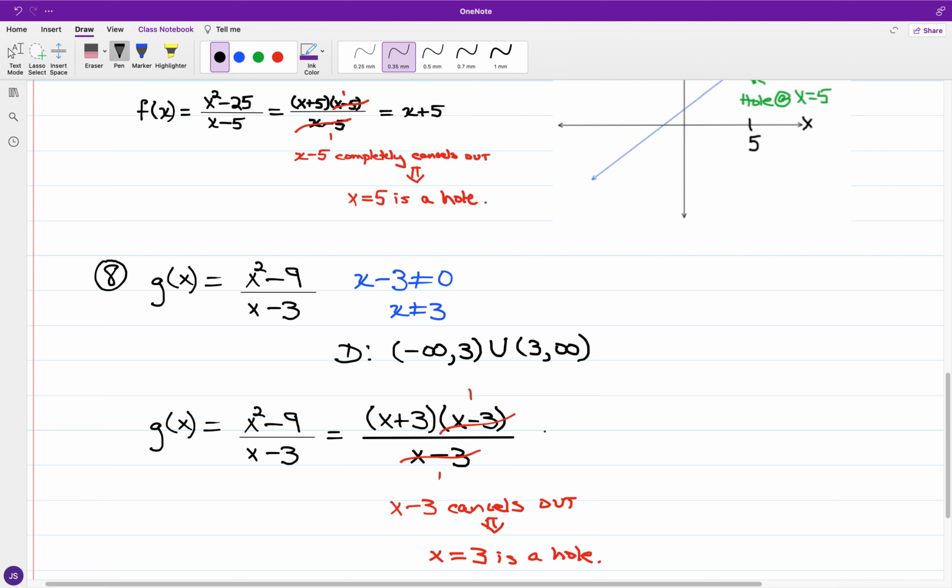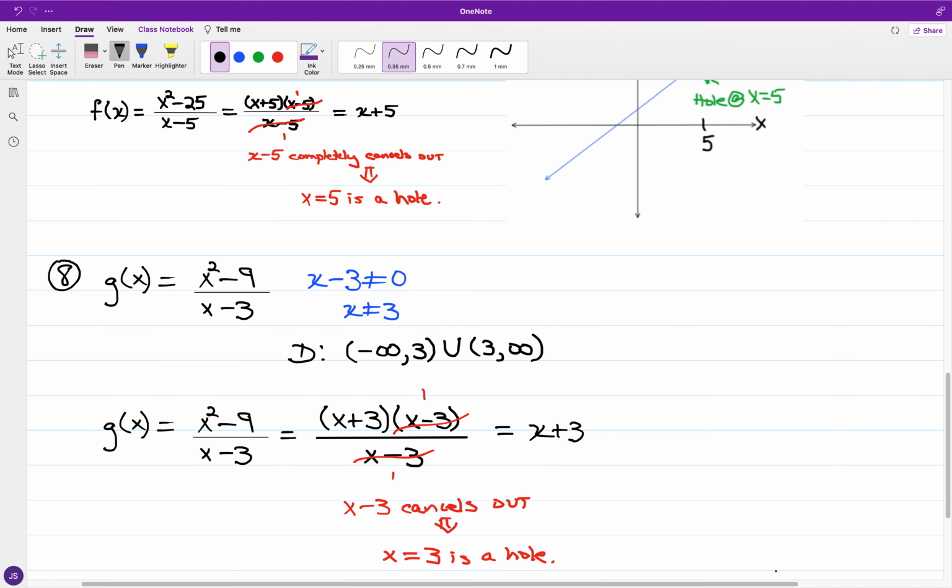And for g of x, after the reduction, g of x is going to come out to x plus 3. And almost all of the graph of g of x is going to be along the line y is equal to x plus 3, but where you're going to have the value of x equals 3 excluded.